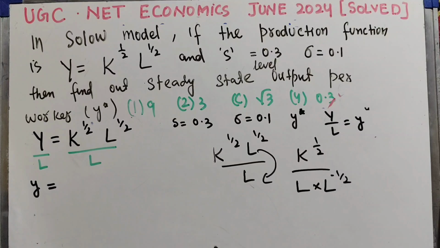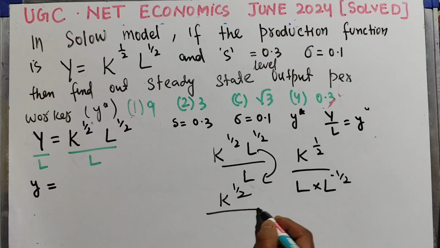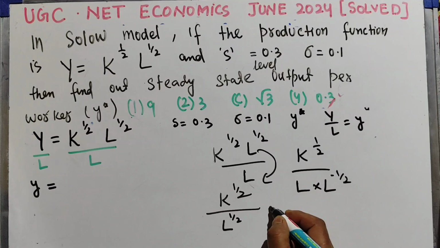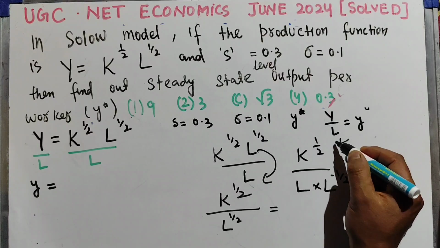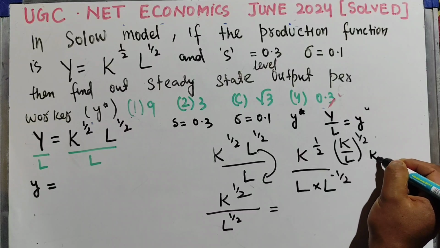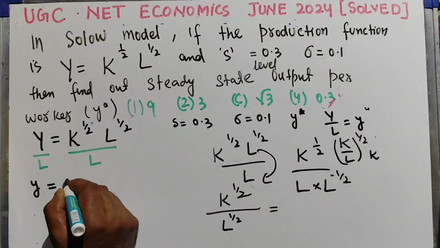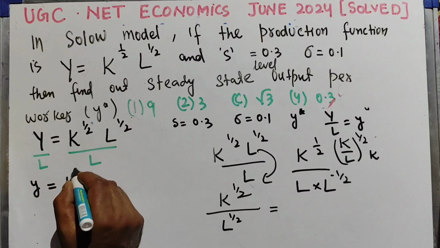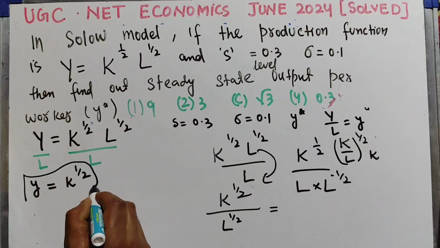Okay, solving further, we will get k raised to the power 1/2 times L, and since the bases are the same, we can add up the exponents: L raised to the power 1 minus 1/2. So let us write it in this form, that is k upon L raised to the power 1/2. Let us denote k upon L by small k, that is the capital labor ratio. So I can write this function as small k raised to the power 1/2. This is our production function in intensive form.